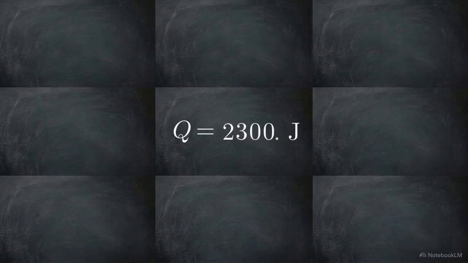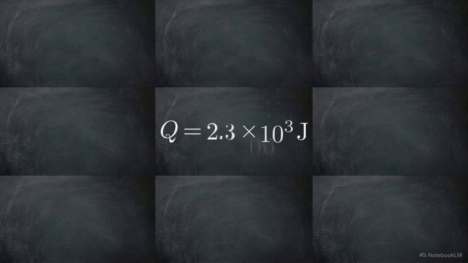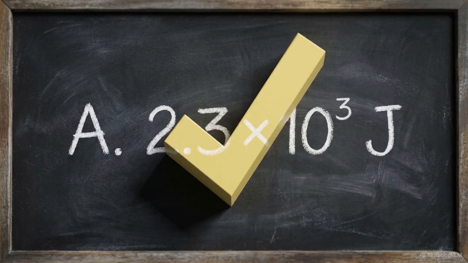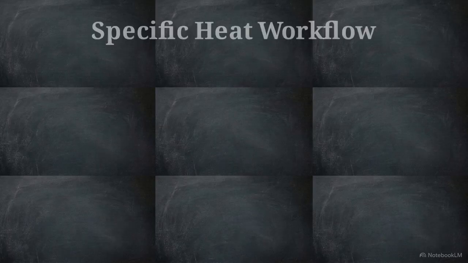Our options are written in standard form. To match them, we move the decimal 3 spaces to the left. That gives us 2.3 times 10 to the power of 3 joules, which is option A. Converting to standard form at the very end ensures your final result aligns with the multiple choice options provided in the exam. Let's lock this down.